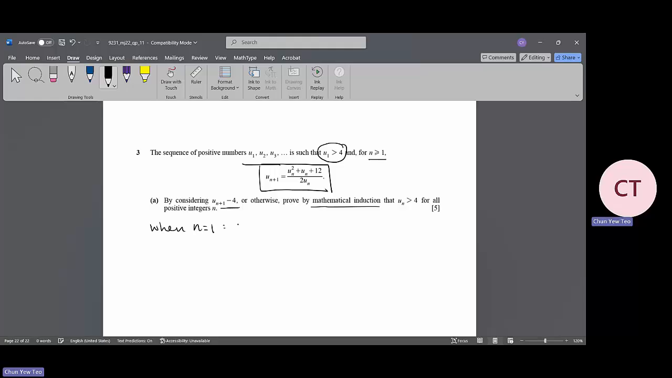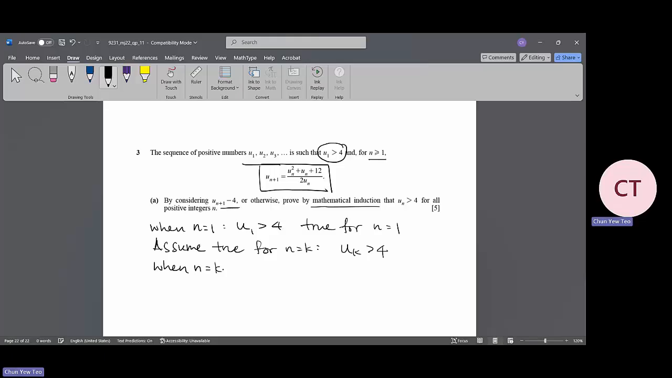your u1 is already given greater than 4 from here. So u1 greater than 4 is true already. True for n equal to 1. Assume true for n equal to k. That means that uk is greater than 4. Now it comes to the third statement.